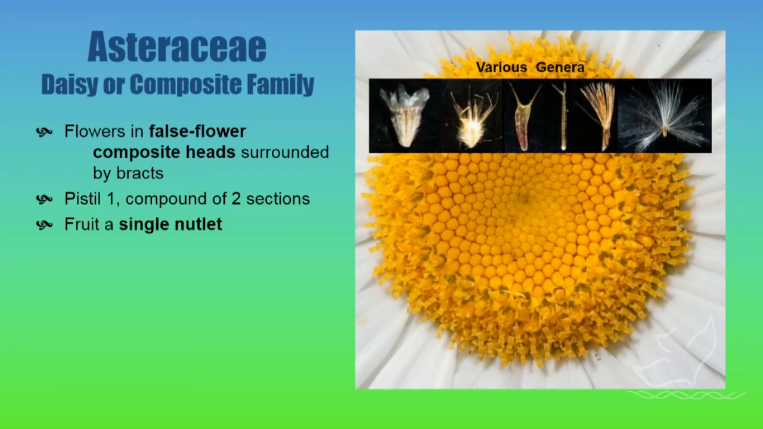The fruit is a single nutlet. It develops from the ovary, which is an inferior ovary with only a single ovule in it. So obviously these little florets are not going to be very big, so they have a very small ovary with only a single ovule in it that develops into a single seed and a nutlet.